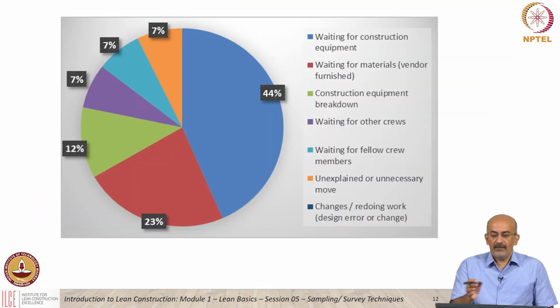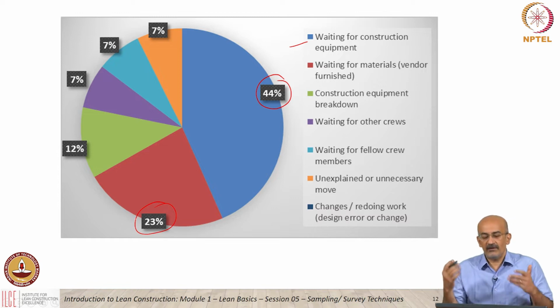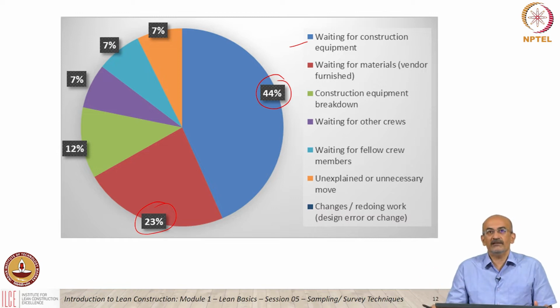Okay, and so this gives you more of a visual on what the aspects of delay are. So here you can say 44% is waiting for construction equipment. Waiting for materials is 23%. So these are points for discussion to generate and brainstorm ideas.